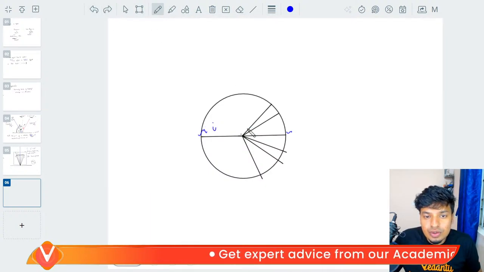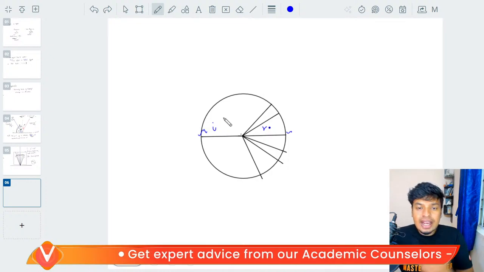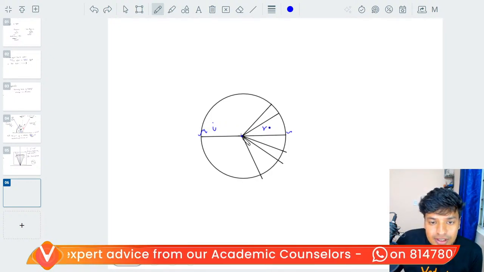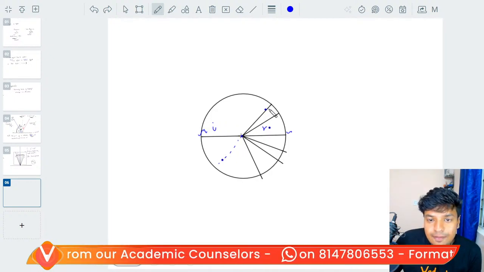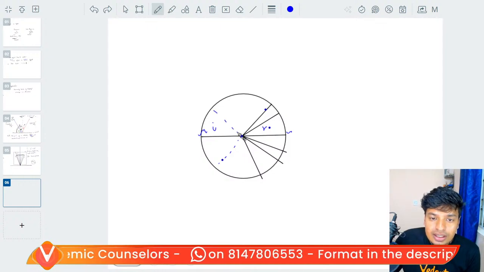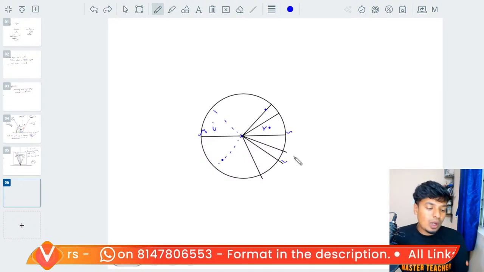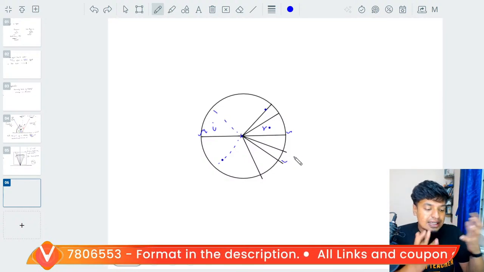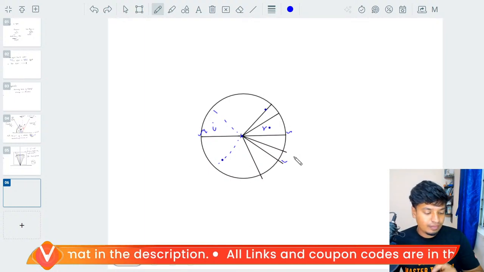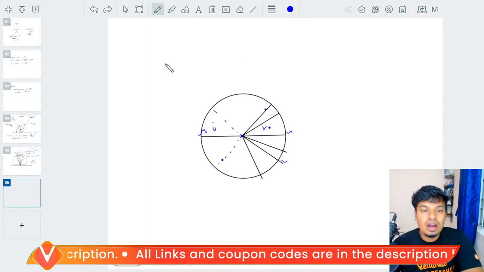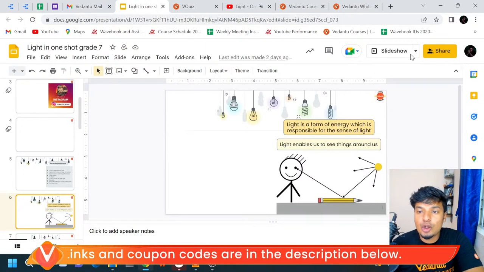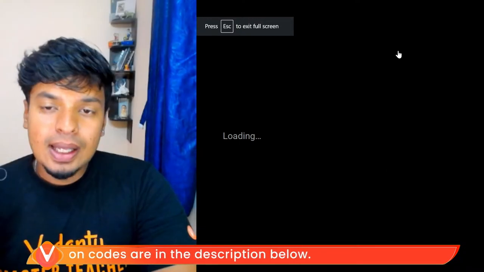Now understood? This incident ray and this reflected ray will be in one plane. Now, this incident ray and this reflected ray will be in one plane. So every line will be in its own different plane. And that is your second law of reflection, guys. I hope you are clear. Let's go back to the PPT now.